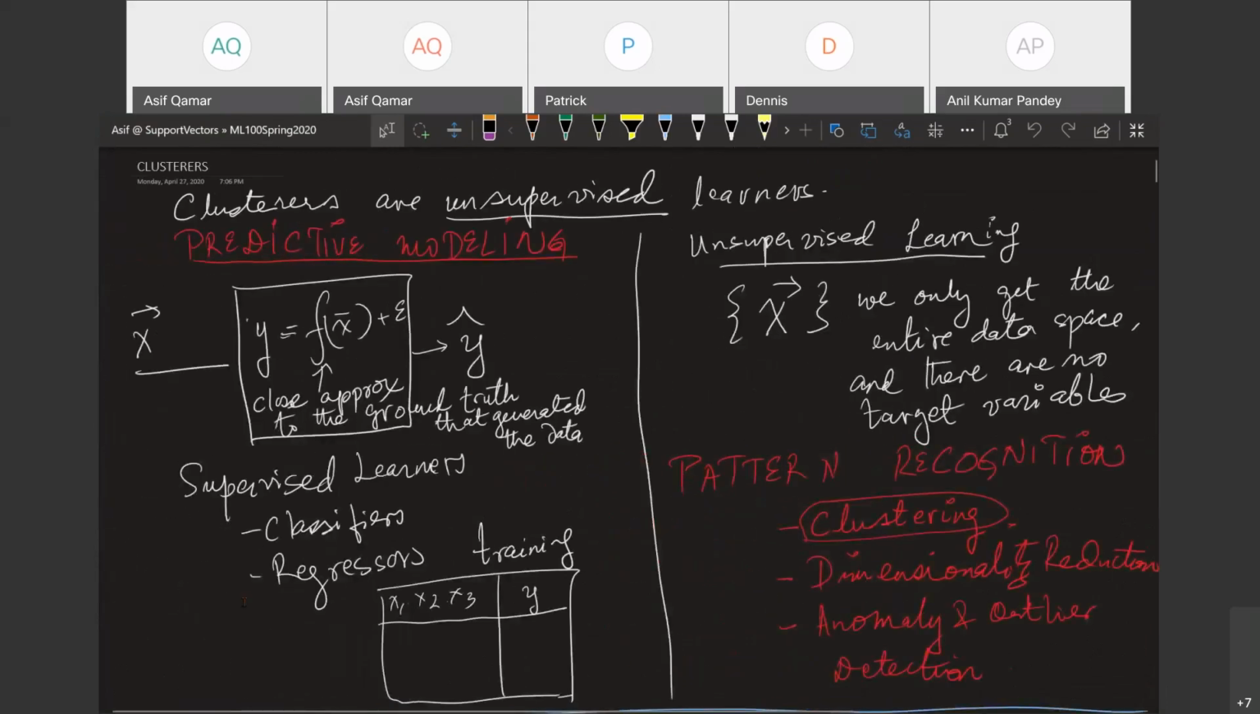So what is clustering? Clustering is a form of unsupervised learning. In other words, it is a form of pattern recognition. You're not predicting something. Prediction, if it happens, is a side effect. It's not the main purpose of clustering algorithms. What clustering algorithms look for are quite literally clusters in the data.